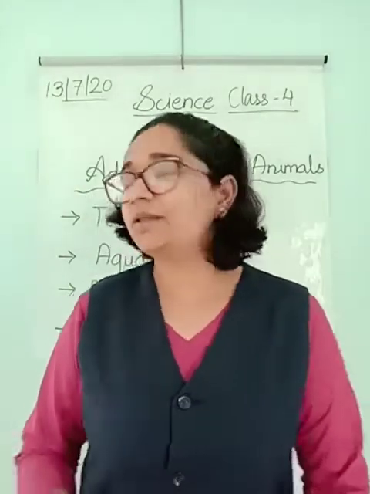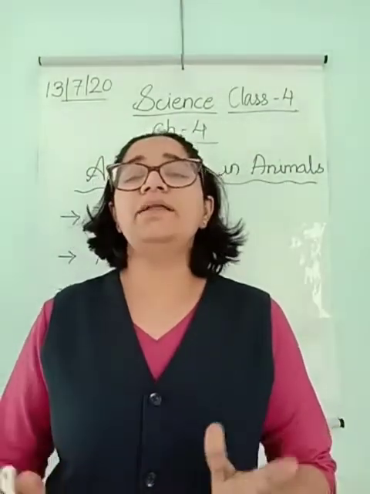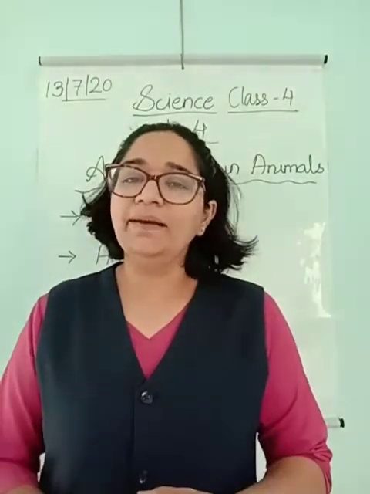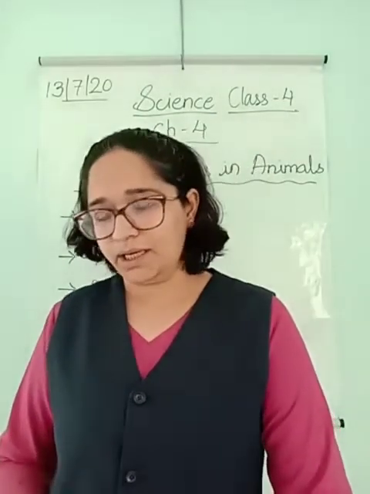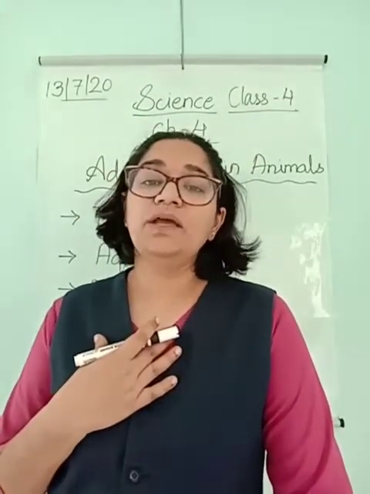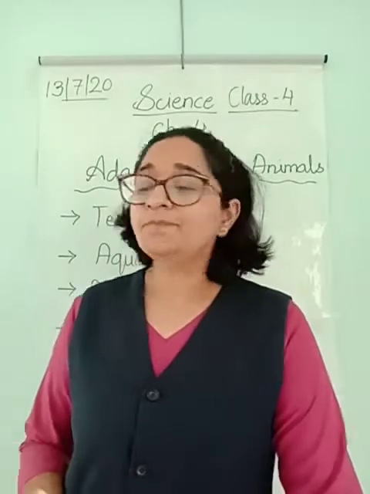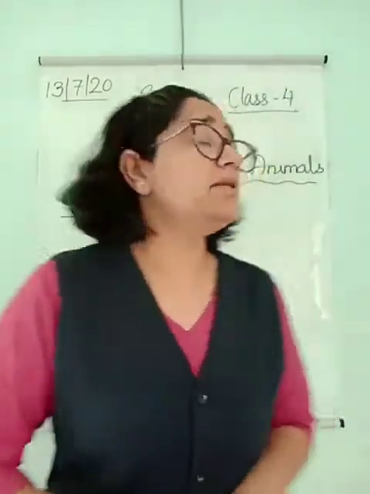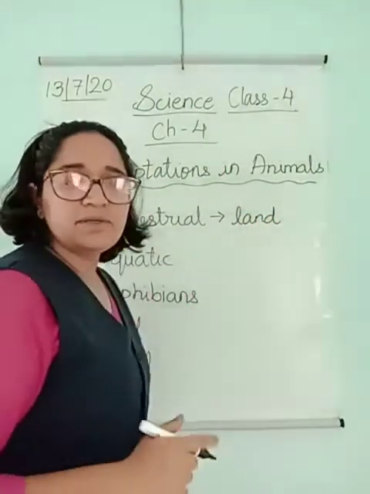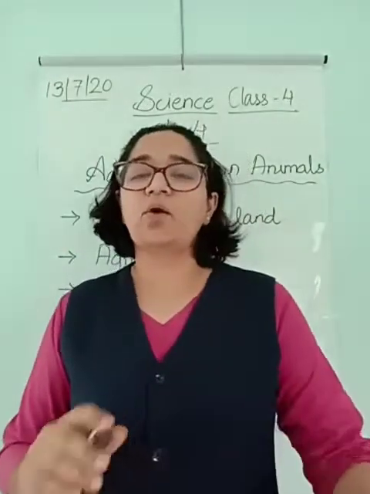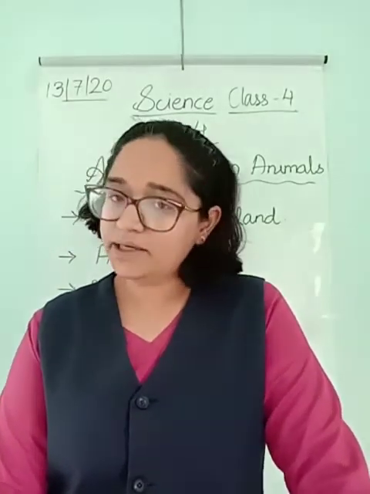Okay, beta. Let's start with the first one, that is terrestrial. So terrestrial animals are all the animals that live on land. Okay, land पे ज़मीन पर रहने वाले animals को terrestrial animals बोलते हैं. We are also animals, so we are also living on the land, and hence we are also terrestrial animals. Okay, beta. So terrestrial means the animals which live on land. Those are called as terrestrial animals.